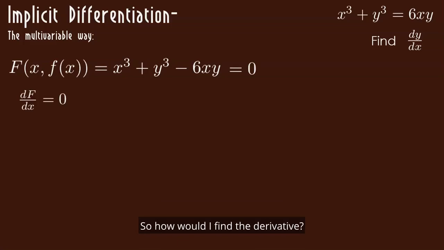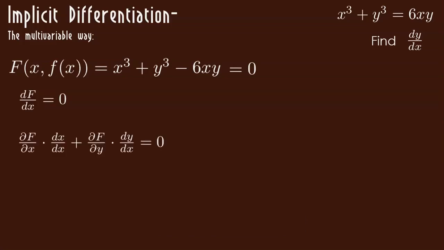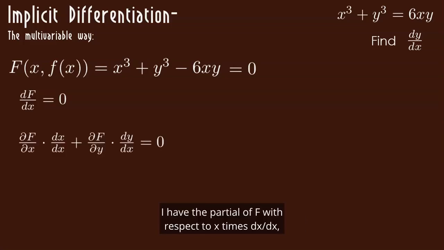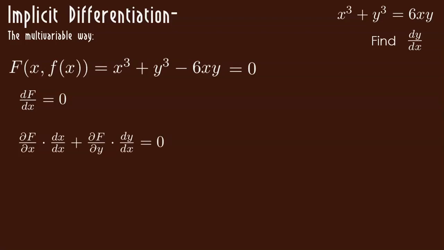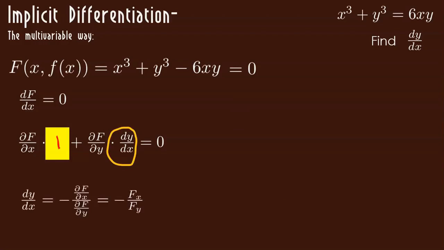So how would I find the derivative? Well, I'm going to use my chain rule formulas. I have the partial of F with respect to x times dx plus the partial of F with respect to y times dy/dx. Now, clearly, dx is 1. dy/dx is what I'm looking for. I will solve the equation for that and get this equation: negative the partial of F with respect to x over the partial of F with respect to y. So shorthand, negative big F sub x over big F sub y.